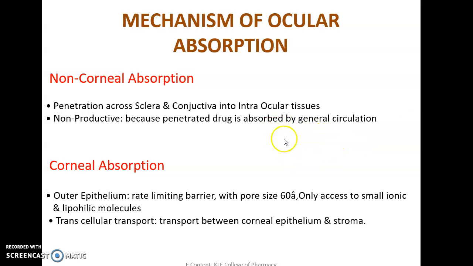The next mechanism is corneal absorption. Here the outer epithelium acts as a rate limiting barrier with pore sizes around 60 angstrom, giving access only to small ionic and lipophilic molecules. Next, the corneal absorption function is transcellular transport: transport between the corneal epithelium and stroma takes place.